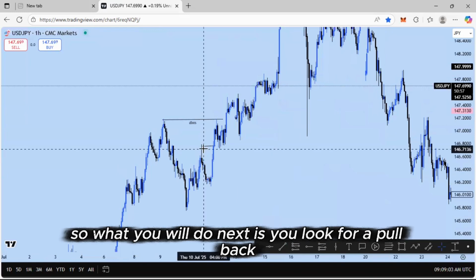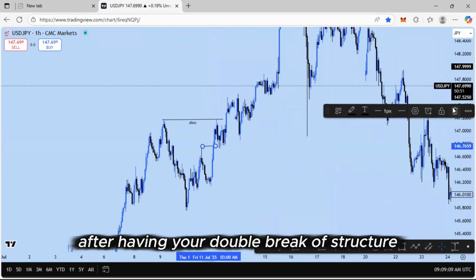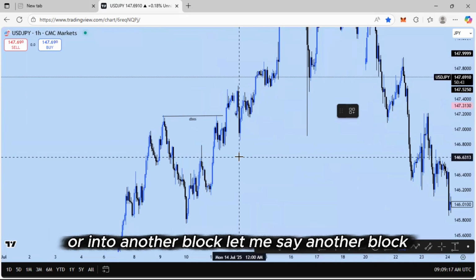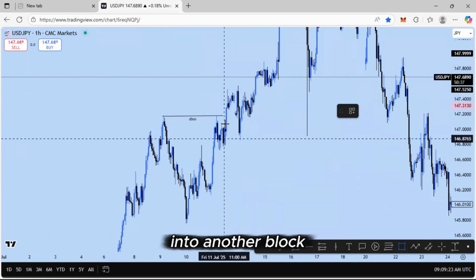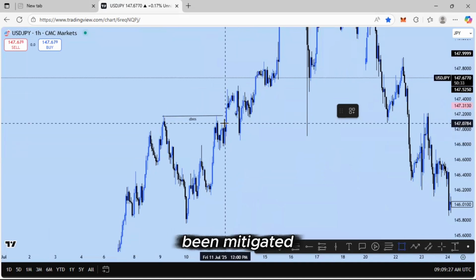So what you do next is you look for a pullback. After having your double break of structure, you look for a pullback into a demand or into an order block. Let me say order block, I don't want to be using demand and supply. Into an order block, a pullback into an order block that has not been mitigated.